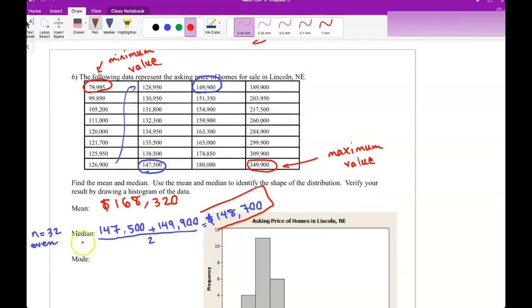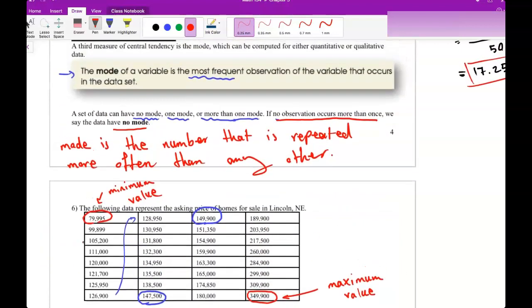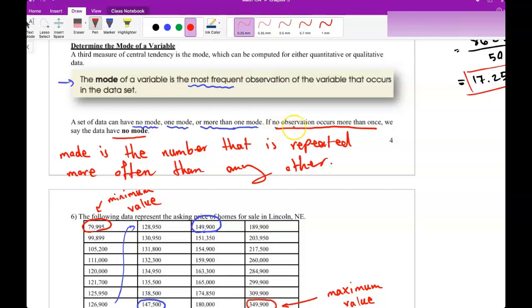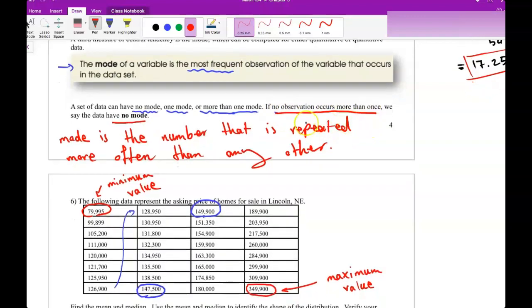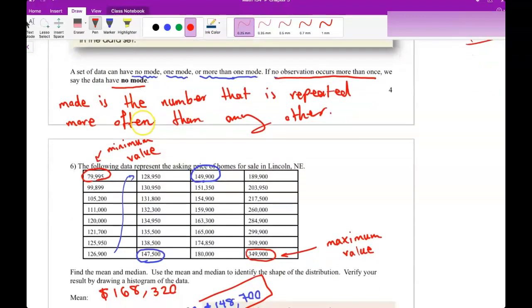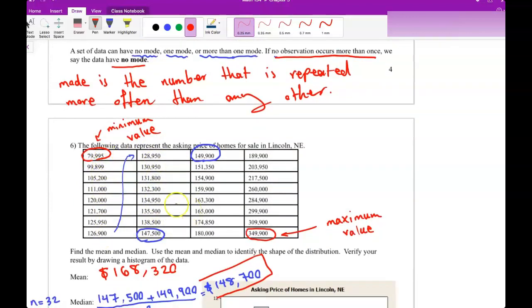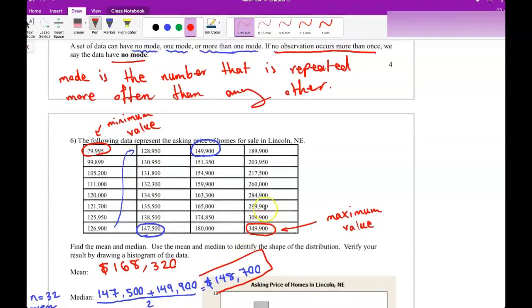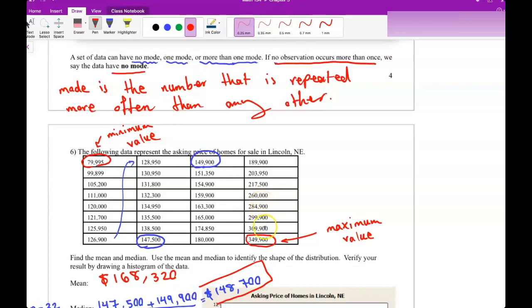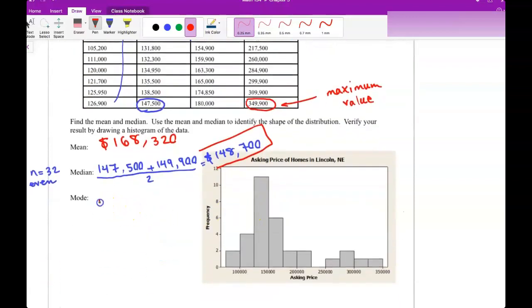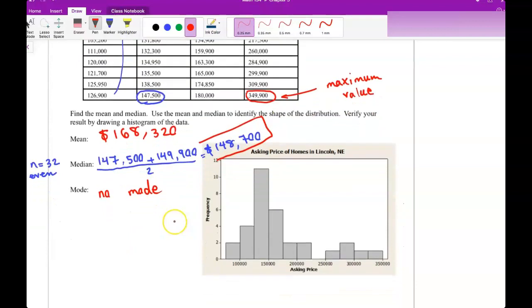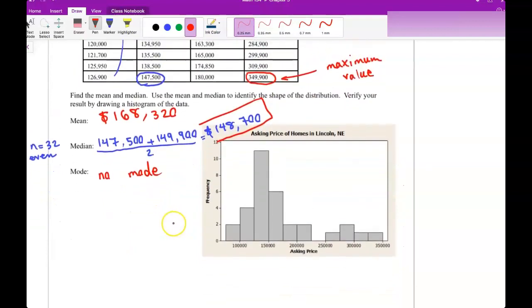And next one is mode. The point was that if no observation occurs more than once, we say there is no mode. Each one of these numbers, we only have one for each one. It's not repeating numbers here in this table. That means there is no mode. And what else?